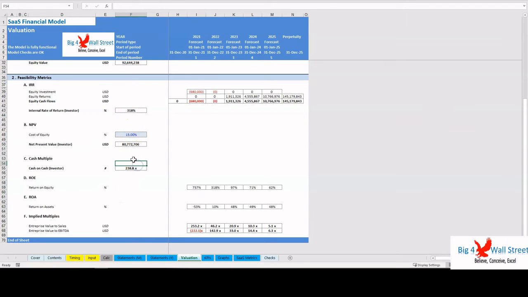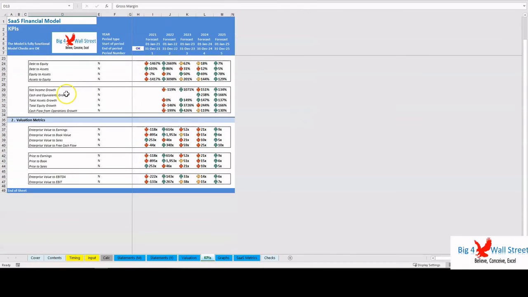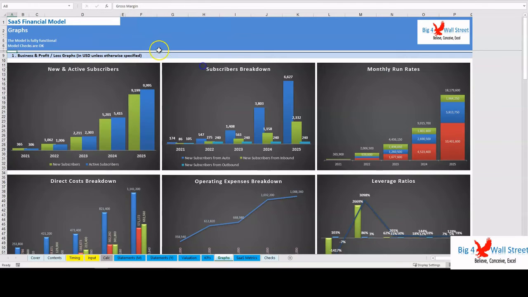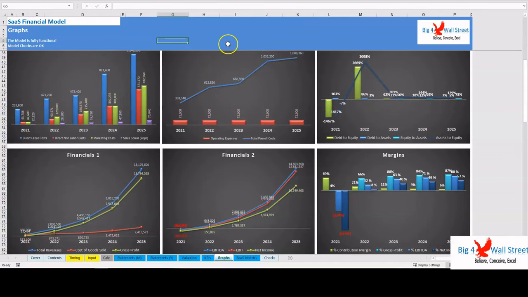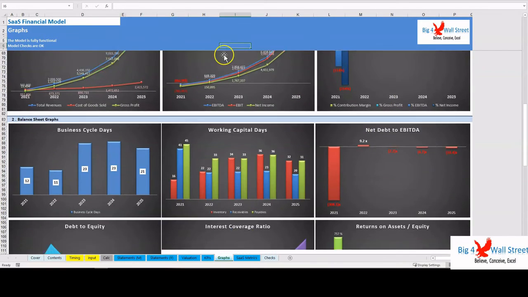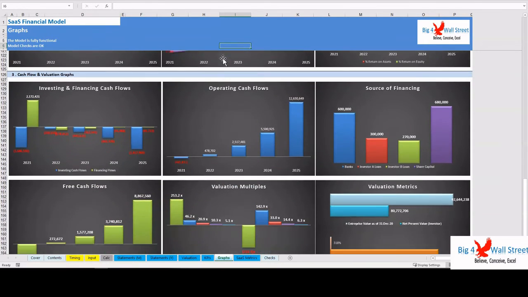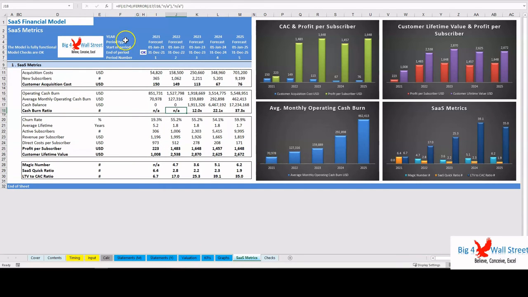The most important business and financial KPIs are presented in the KPIs tab along with various valuation metrics. These KPIs are also presented by using some graphical representations in the Graphs tab. For example, revenues and operating profit, cost of goods sold, cash flows as well as several other financial metrics from valuation to profitability, working capital and debt. A separate tab is focused on the various SaaS metrics such as customer acquisition costs, cash burn ratios, customer lifetime value, magic number, SaaS quick ratio, and LTV to CAC ratio.